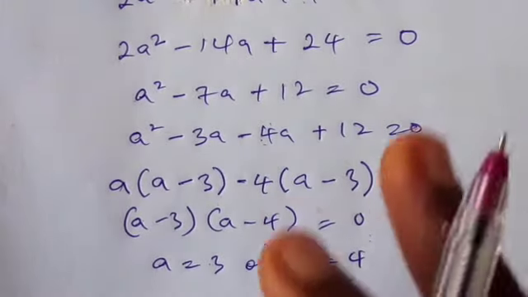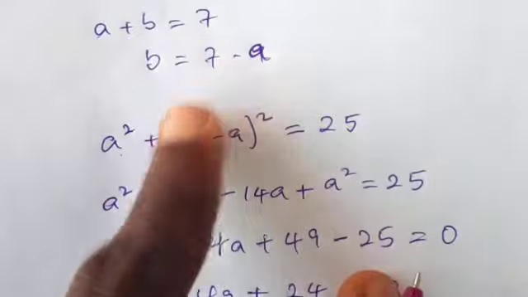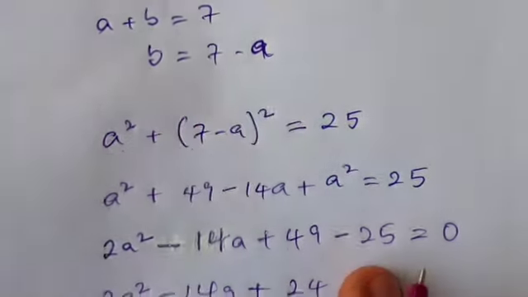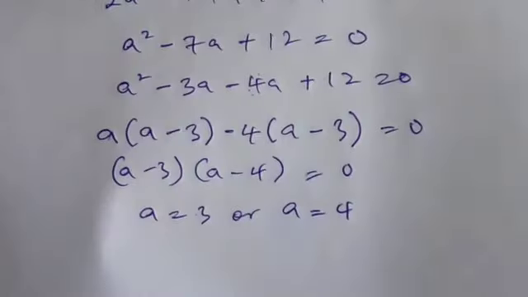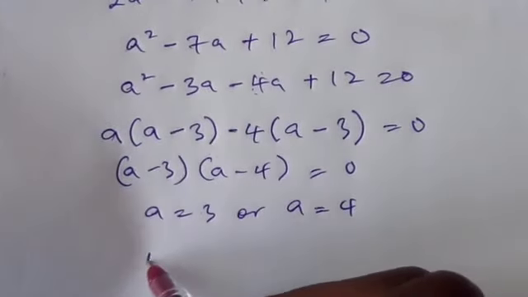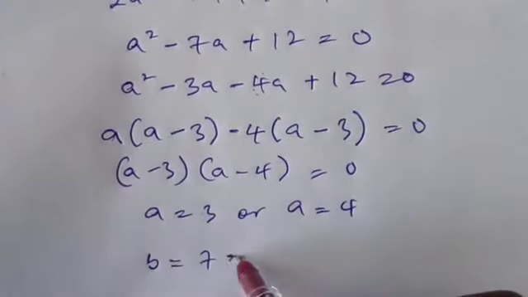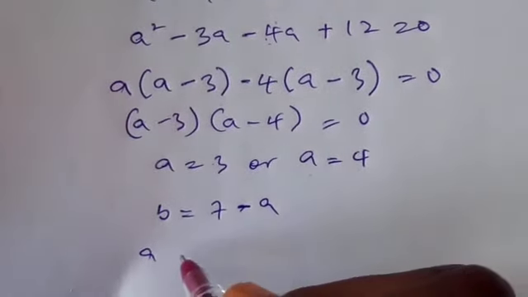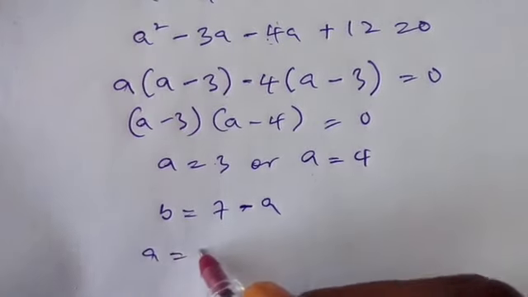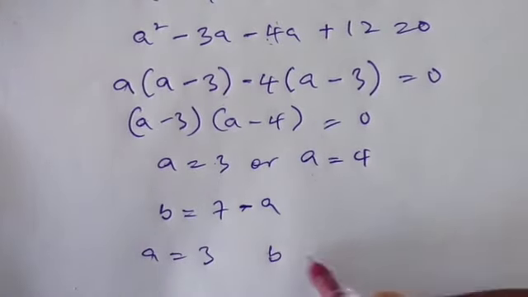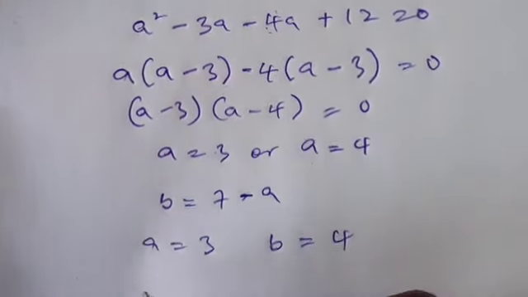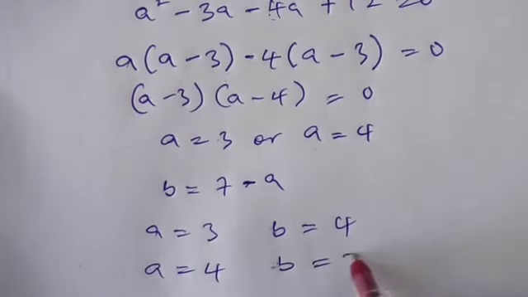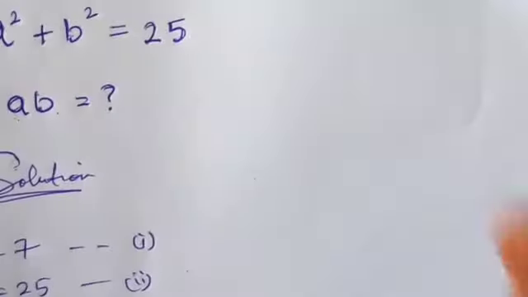Now remember that from here we say b equals 7 minus a. So for b equals 7 minus a, when a equals 3, our b will be equal to 4, and when a equals 4, our b will be equal to 3. Now back to our question.